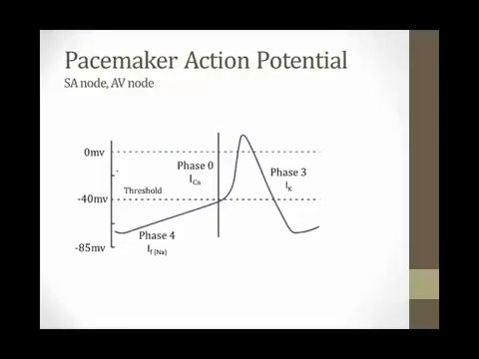But there are two places in the heart where you will not find an action potential that looks like that, and that is in the SA node and the AV node. Cells in these parts of the heart have a different action potential. It looks like what I've drawn on the screen, and this is called the pacemaker action potential.